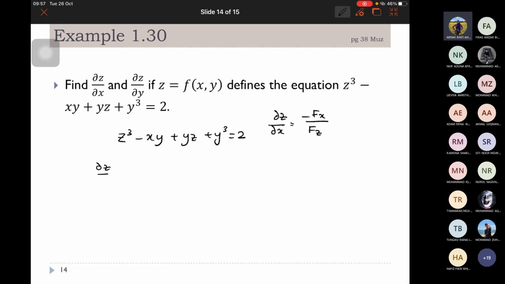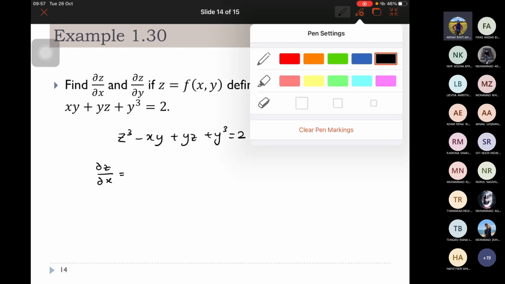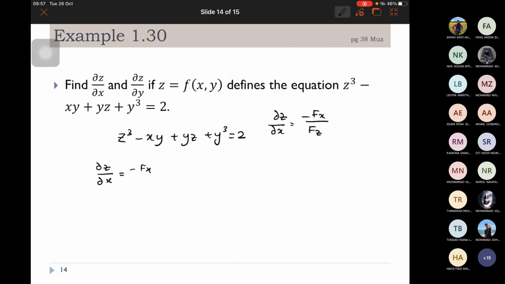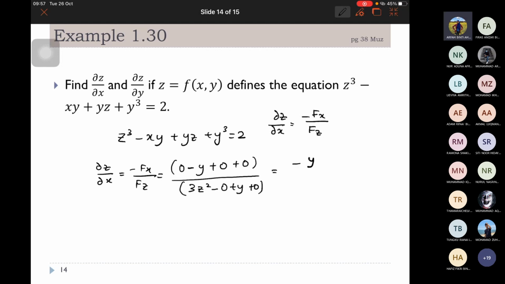So it will equal the partial derivative of the function with respect to x, divided by fz. Differentiating partially with respect to x, you get 0 minus y plus 0 plus 0. The 2 also becomes 0, so we don't need to write anything for the two. Then divided by the derivative with respect to z, which gives 3z squared minus 0 plus y plus 0. So we get negative y over 3z squared plus y. Got it?